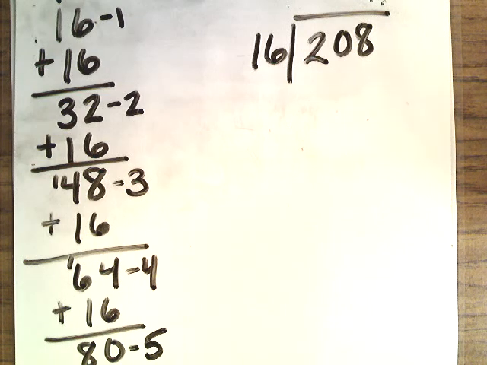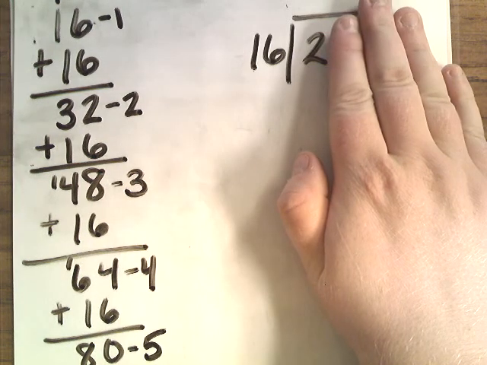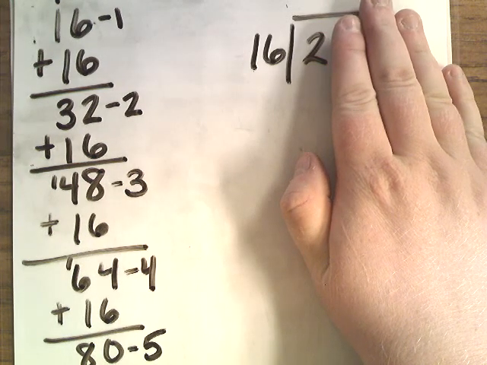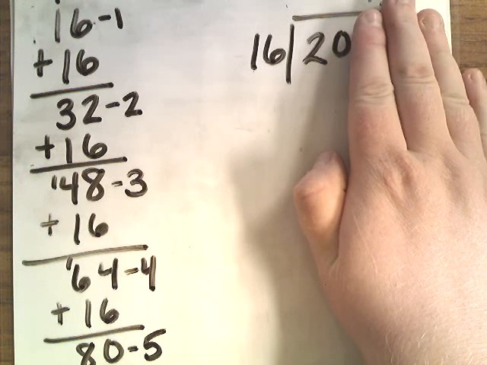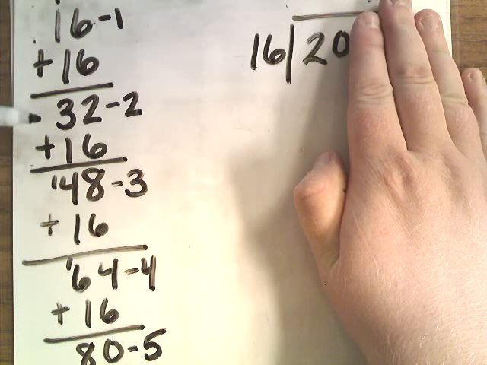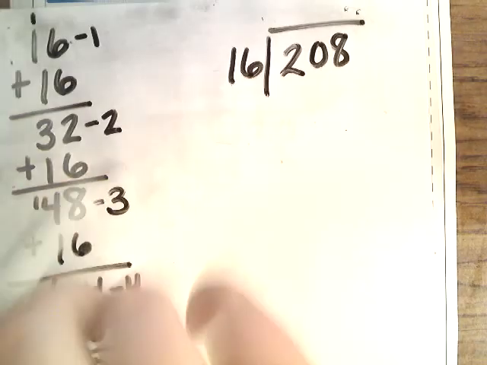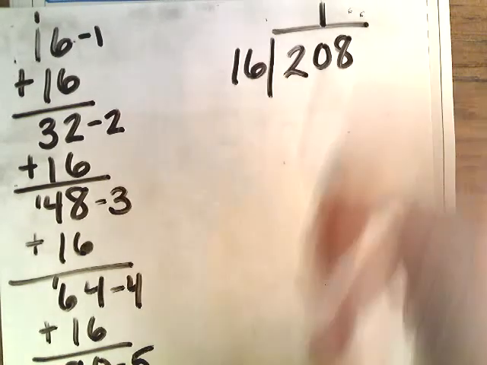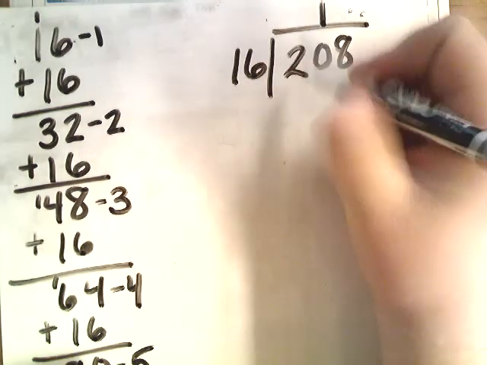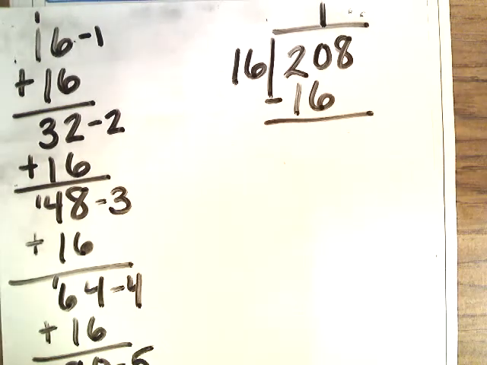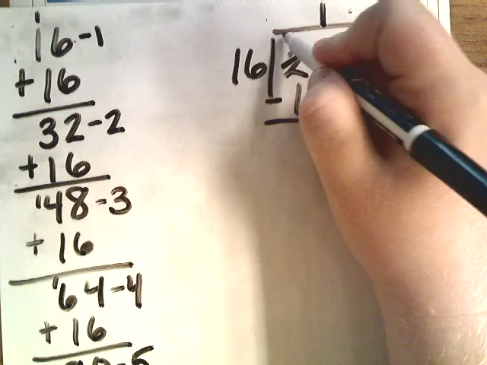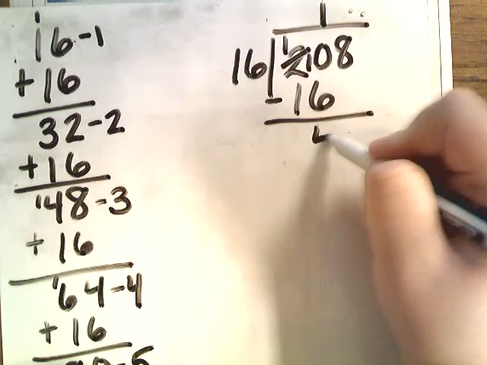So we're going to look at this in pieces. So we have 16 into 2. Cannot happen. What about 20? Yes, it can happen. So we have 16. We go down to 2. That's 32. Nope, too big. So it only fits 1 time. Okay. 1 times 16 is just 16. And we subtract. 10 take away 6 is 4.